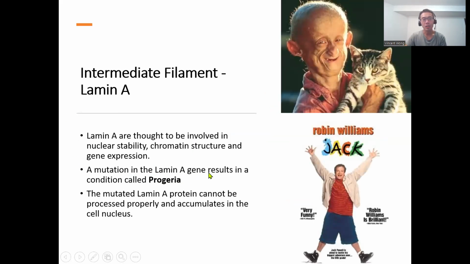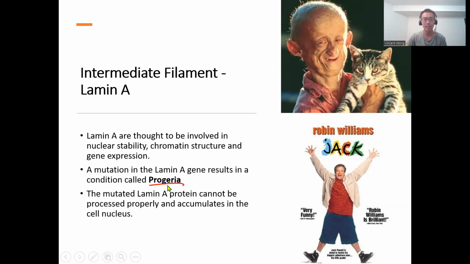People who have a mutation in the lamin A gene, the instruction to make this particular protein, have nuclear instability, which could cause the chromosome structure to fall apart, right, and interfere with gene expression. And that creates a condition called progeria. Some of you might have seen pictures like this where the person looks really old, but actually they are 14 years old in this case, right?